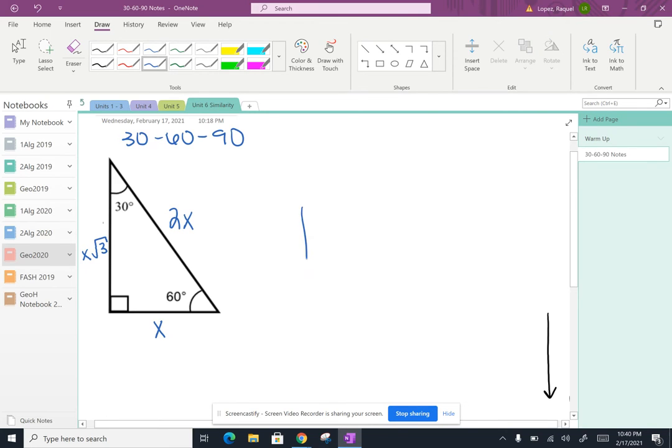So, for example, if I had a 30, 60, 90 triangle, let's draw another one, 30, 60, 90. And let's say that this side opposite the 30-degree angle measured 2. Well, that would be my x. So x equals 2, which means that the side opposite the 60 would measure 2 root 3 units long, and the hypotenuse would measure 4 units long because 2 times 2 is 4.